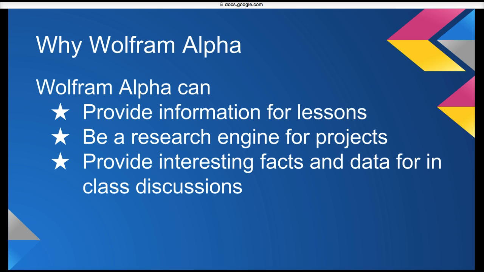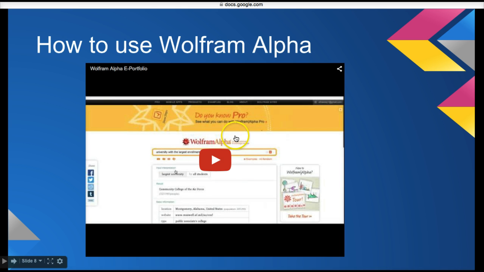So if I'm looking for something while I'm teaching a lesson that a student would ask me a question, I could look it up on Wolfram Alpha and it would give me one answer with a whole bunch of connecting information that we could find interesting and talk about for the rest of the class. Now we're going to watch the how to use Wolfram Alpha video that I created.